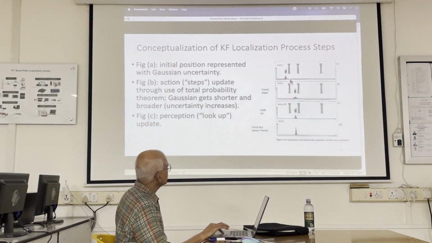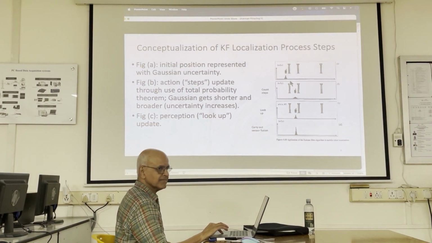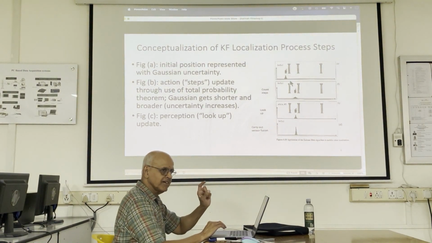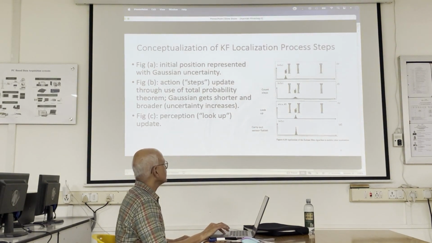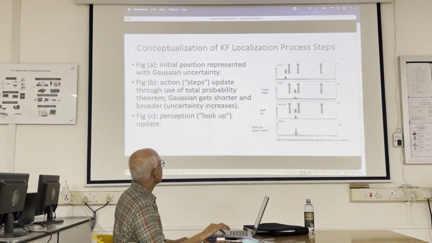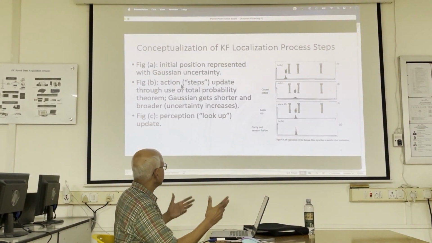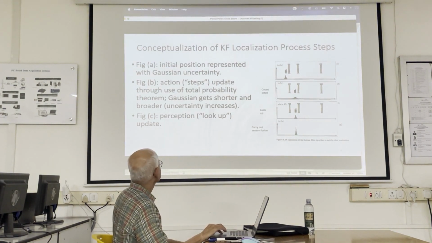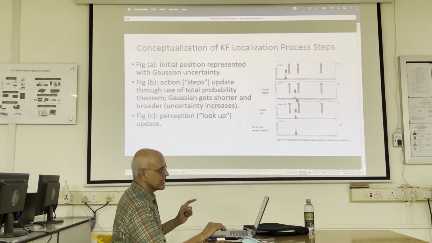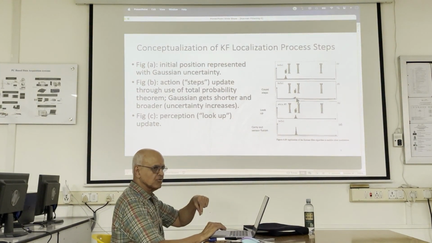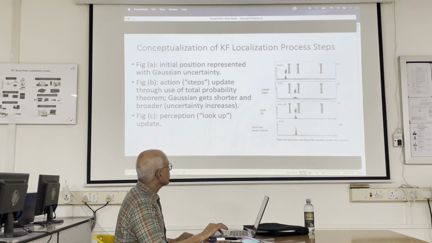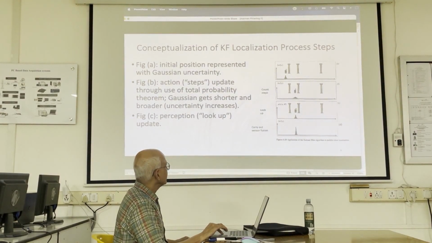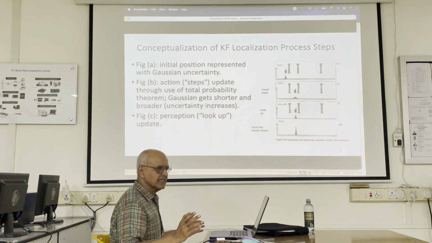So the initial position is represented by Gaussian uncertainty, right? We said that's one of the three, remember? So the initial position is represented by Gaussian uncertainty. So some action you take, meaning that you make the robot move, count steps, whatever you want to call it, and then you update this. These equations we will expose shortly. But the point he's making here is that Gaussian becomes a much shorter and fatter Gaussian.